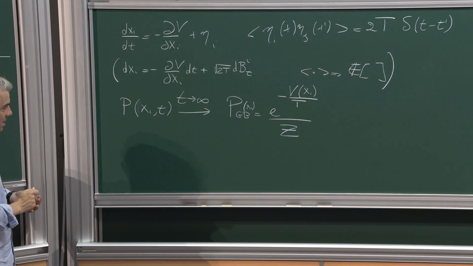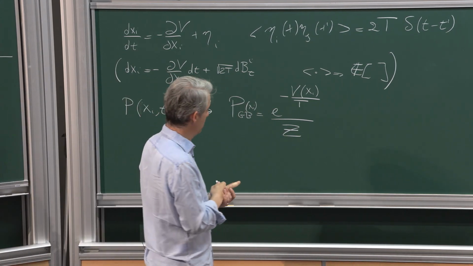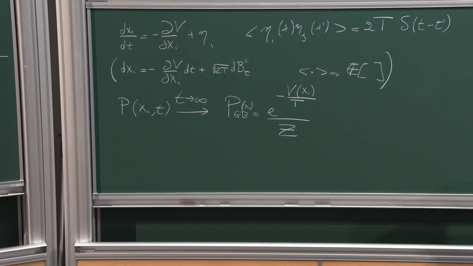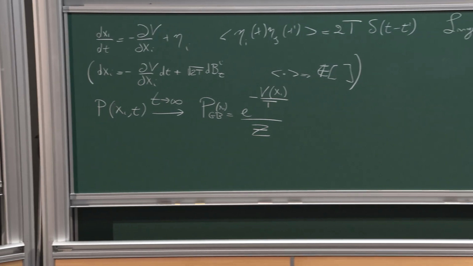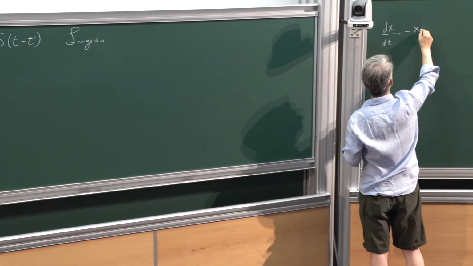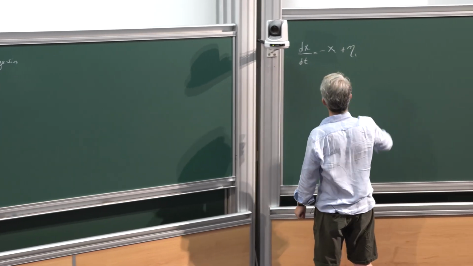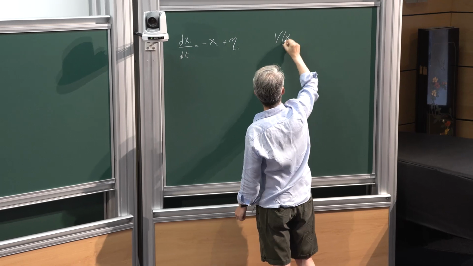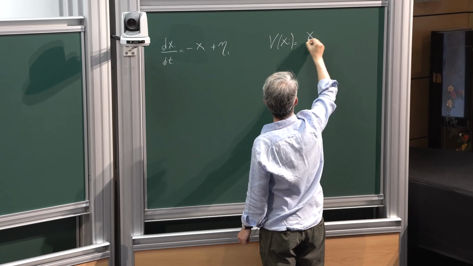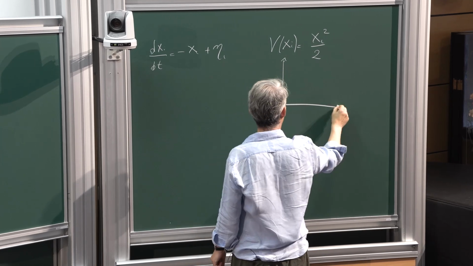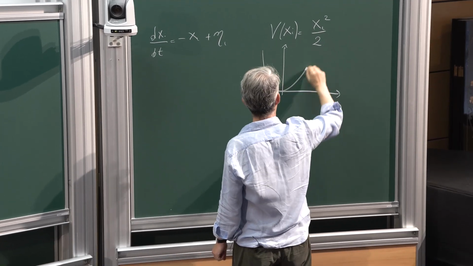Okay, and maybe let me do just an example on this side, which is the Ornstein-Uhlenbeck process. It's useful because it's the one that is going to be used in diffusion models. So in this case, V of x_i is equal to x_i squared divided by 2. So this is the potential, which is just like this.